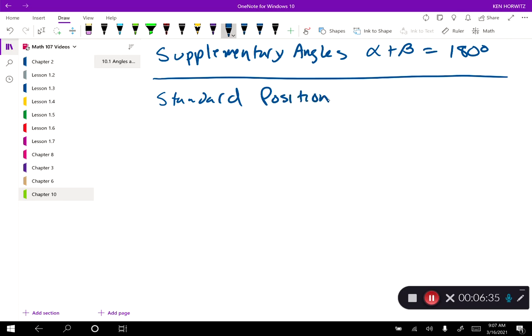And standard position just tells you that your initial side is on the positive x-axis. So if I say an angle's in standard position, the initial side is on the positive x-axis. The terminal side could be anywhere. So just because I drew it in quadrant 2 doesn't mean anything. Could be in quadrant 3, could be in quadrant 1. It doesn't matter. All that matters is in standard position, your initial side has to be on the positive x-axis.